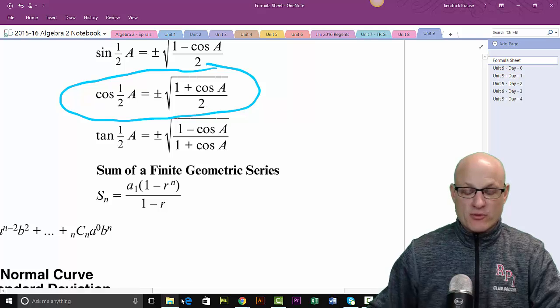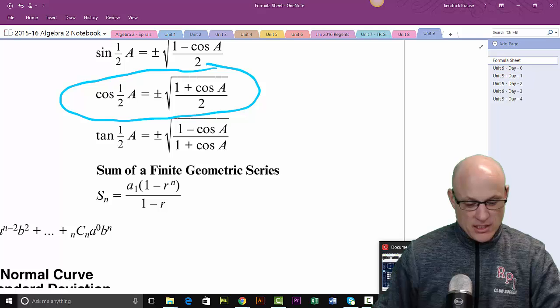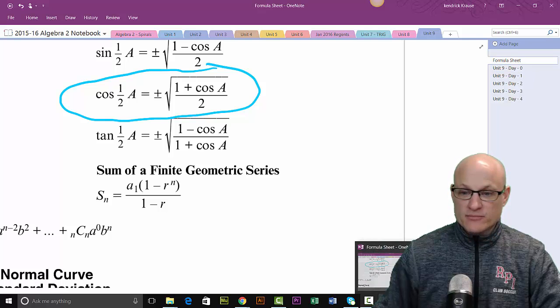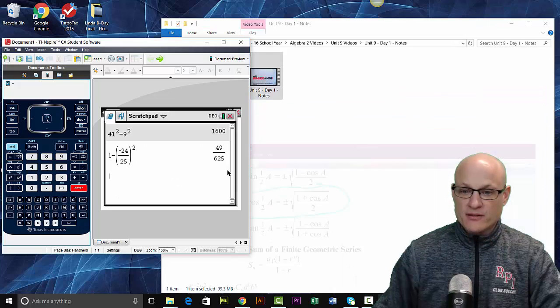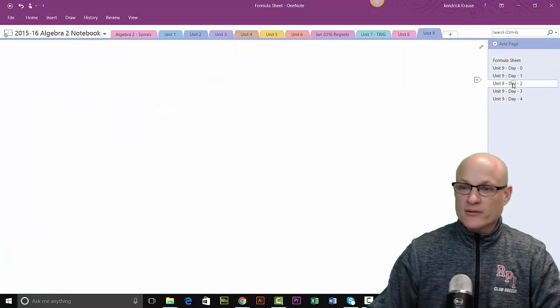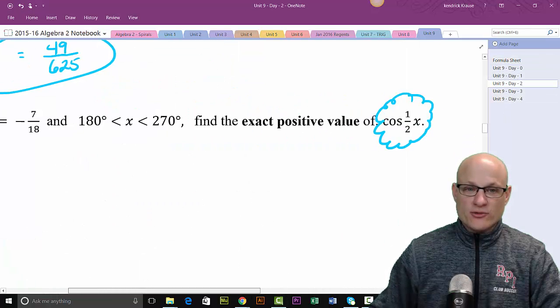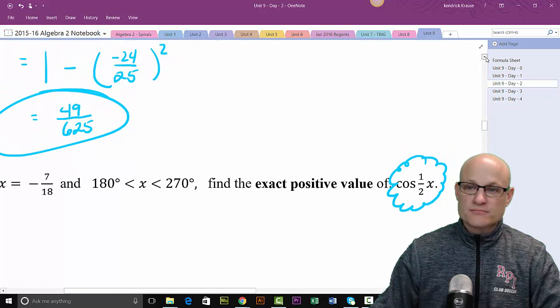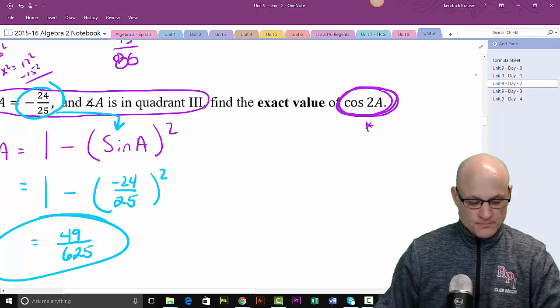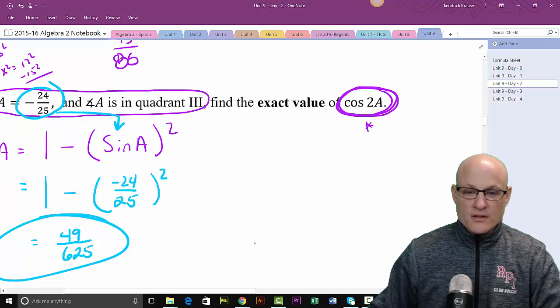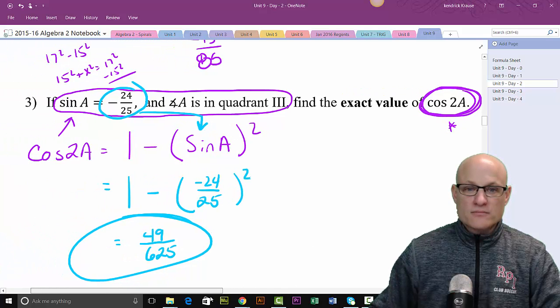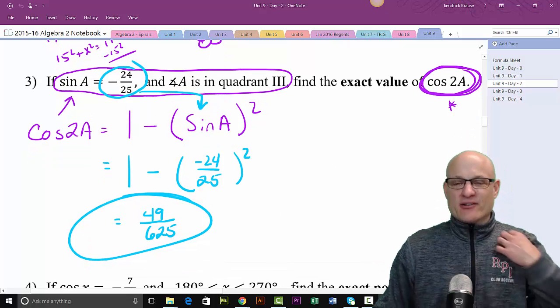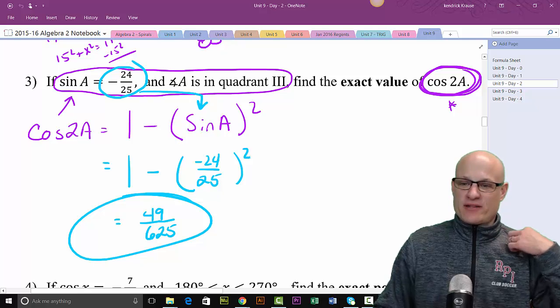Oh, wait a second. Let's back up the crazy train. Just thought of something. Gotta go back to this problem right here. We have to think about the sign here, kids. It's pretty tricky. Should be all right, but we have to think about this.